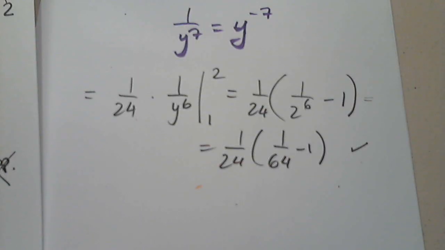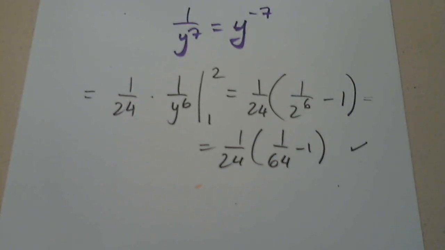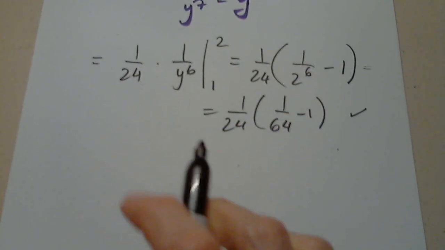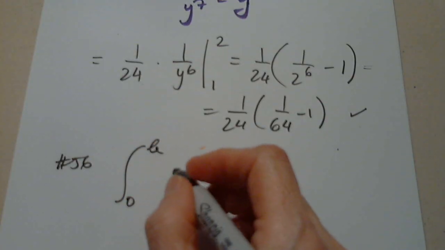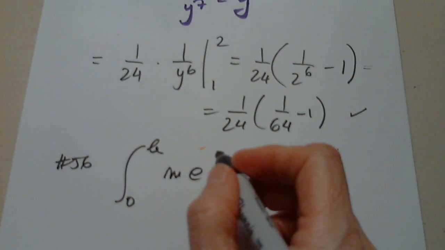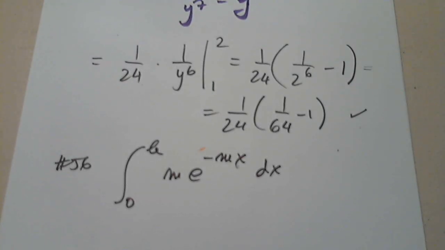Okay, so let's go back. Let's see what else you would like to go back to or calculate. Any other definite integral before we look at some word problem or problems? 56. Of course. Here it is. 56, very good. We have the integral from 0 to b of me to the negative mx dx. Perfect. Very good.